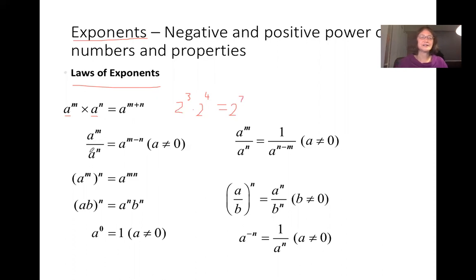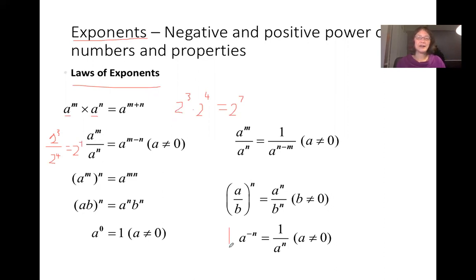So next one, a raised to power m divided by a raised to power n equals a raised to power m minus n. So the same example would be 2 raised to power 3 divided by 2 raised to power 4 equals 2 raised to power 3 minus 4 equals negative 1. Okay, 2 raised to power negative 1.